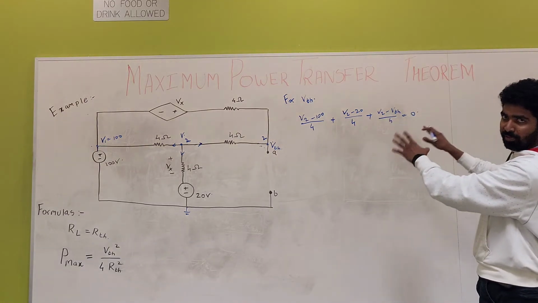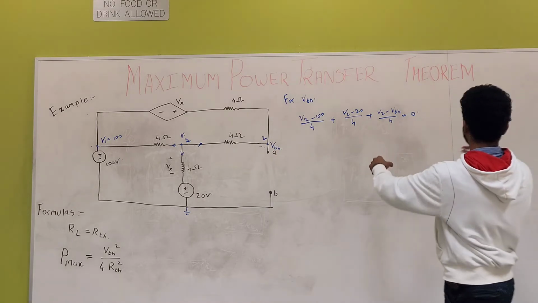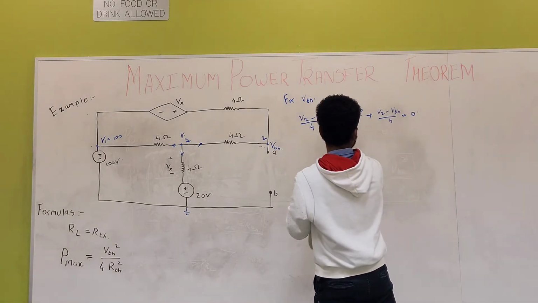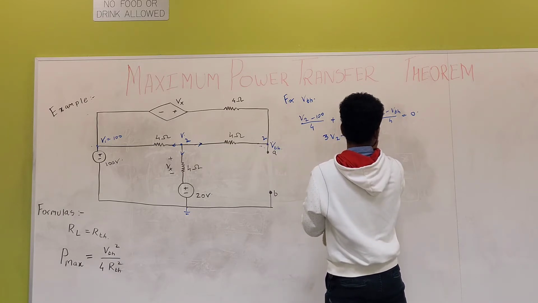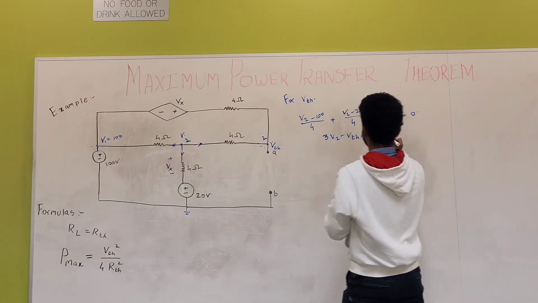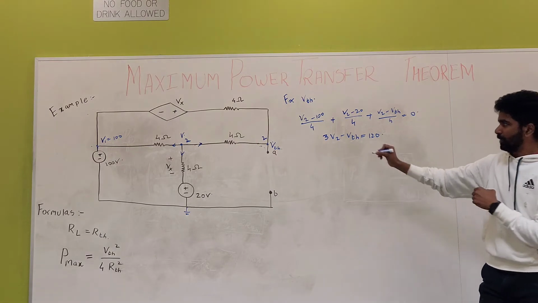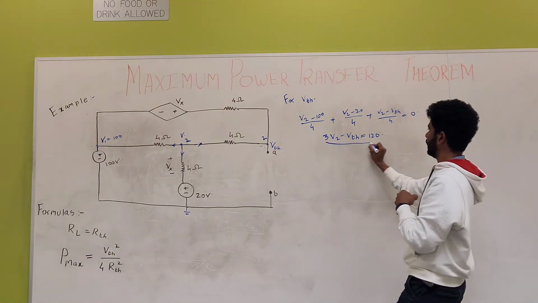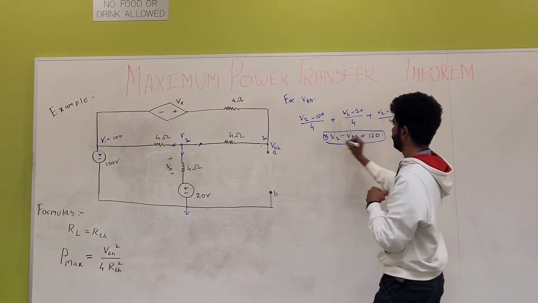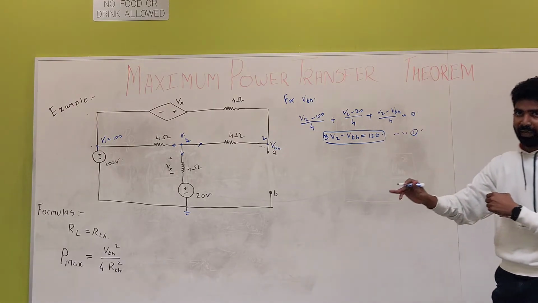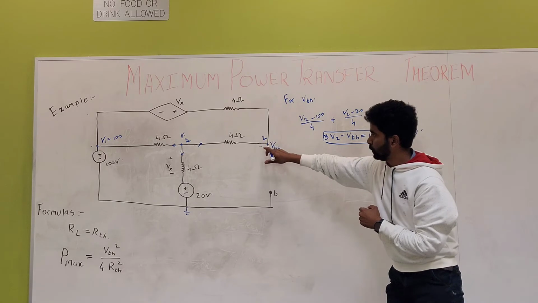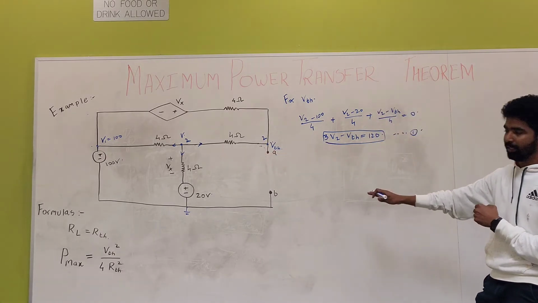Okay, so solving this equation, we would get 3V2 minus VTH is equal to 120. I have solved it already, so I'm just writing it down as equation 1. Now at node 2, I'll write down the second equation.